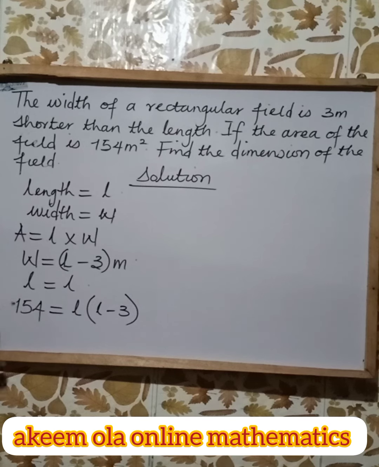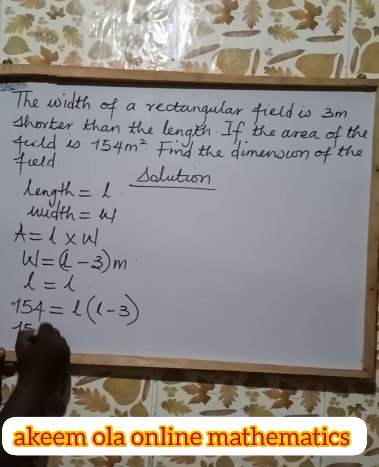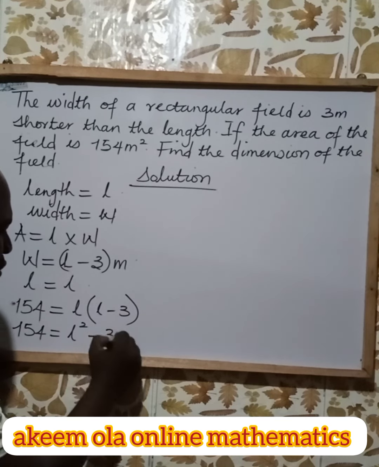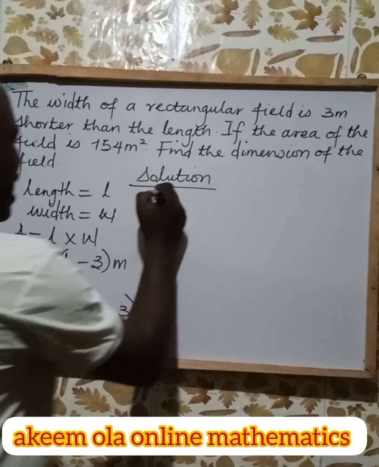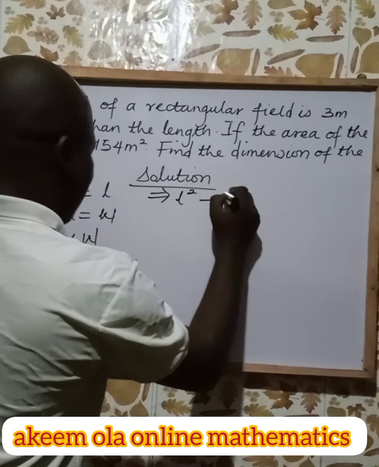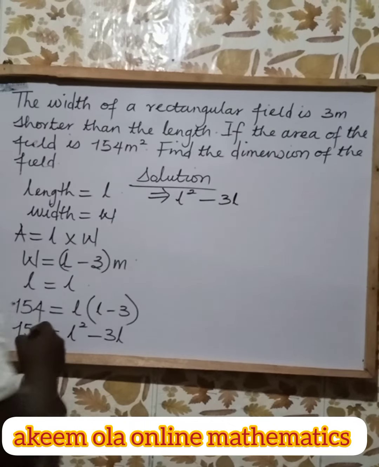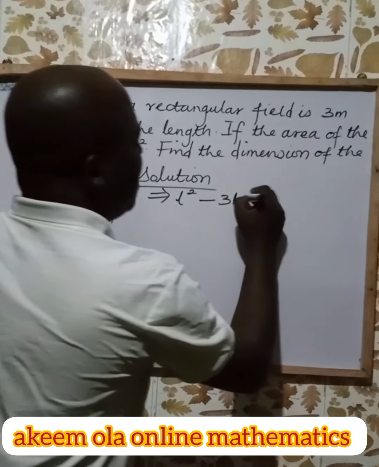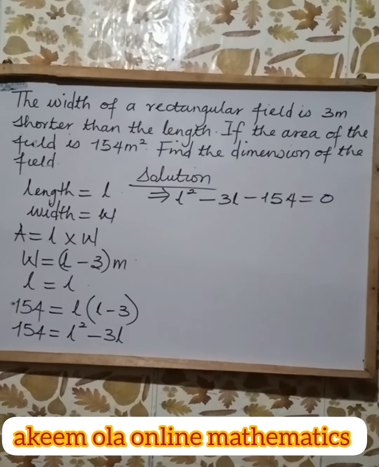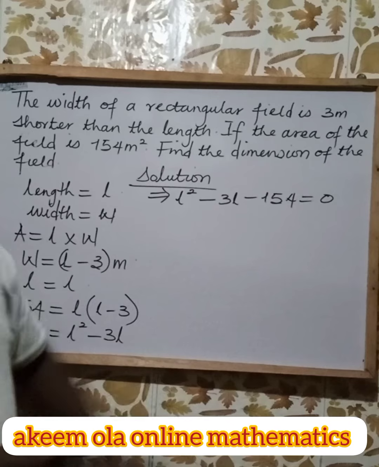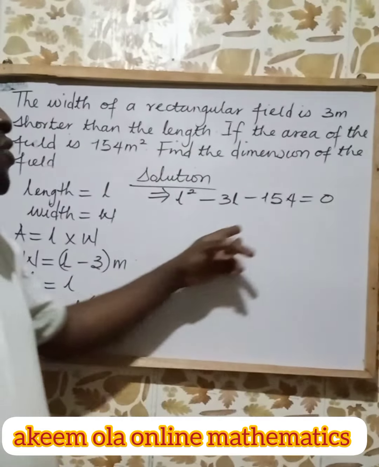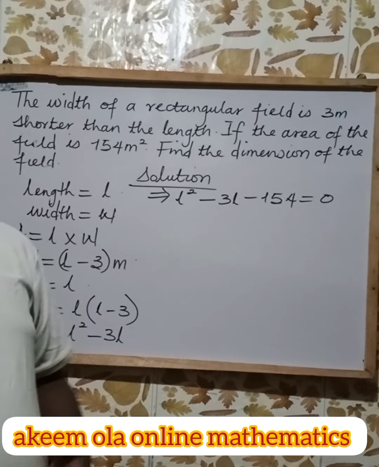If I open the bracket, I'm going to have 154 is equal to L squared, L times L. Then L times 3, we have 3L. So from there, I'm going to have L squared minus 3L. Then the 154 will move to this side. We have minus 154. Everything is now equal to 0. As you can see, this is now a quadratic equation, which we are going to factorize.